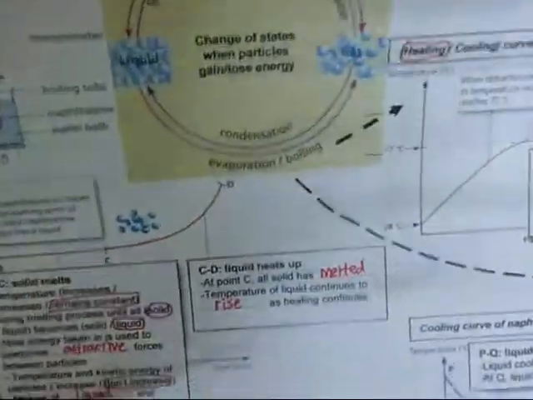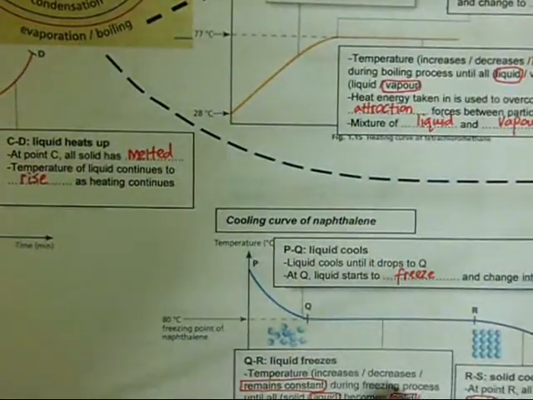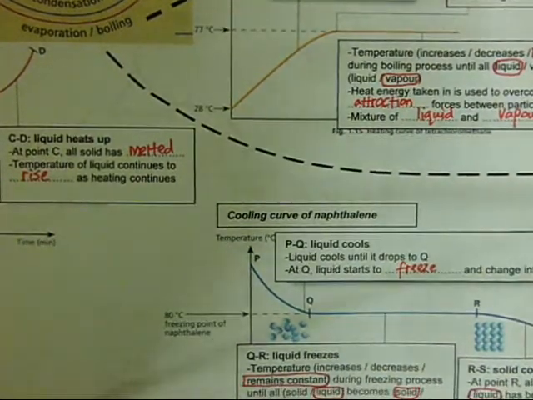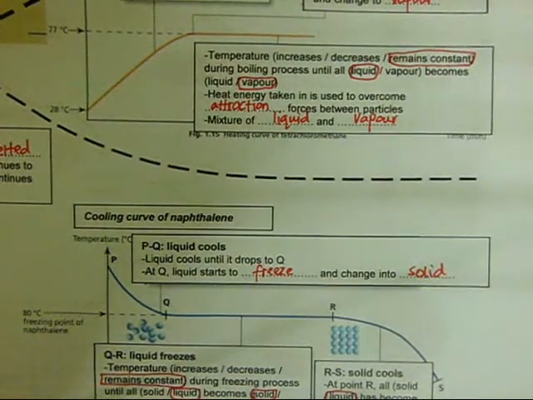Okay, likewise for the cooling curve. So over here basically details what happened when the liquid freezes and after it has frozen. So that's all about chapter 1, kinetic particle theory.